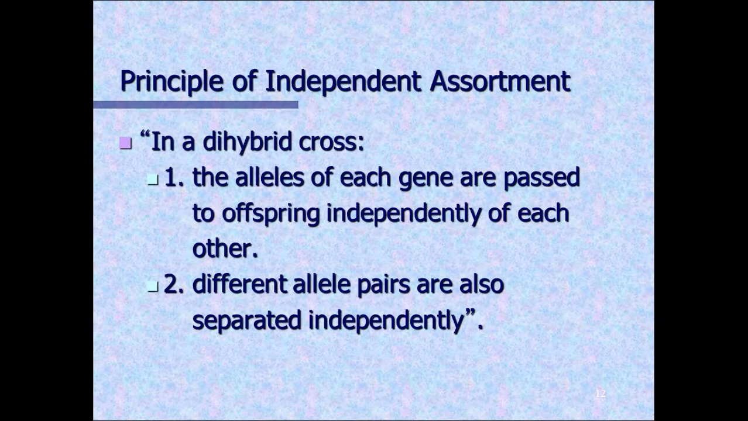The second requirement is that the allele pairs are also separated independently, meaning that it's just as likely for the offspring to have a round and yellow seed as it is for it to have a wrinkled and green seed.